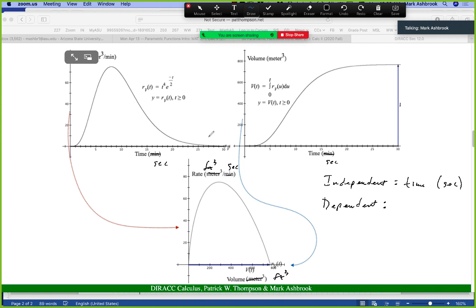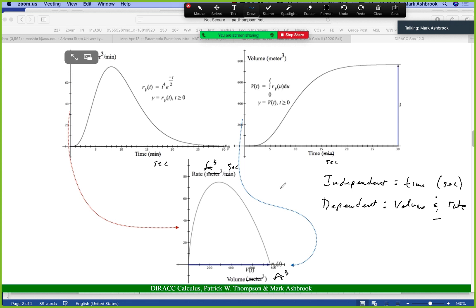Okay, notice he said two quantities, right? So for every time we picked, instead of getting just the single value of one quantity, we got an ordered pair. So volume and rate. So this is a new kind of function, right? This is a new kind of function.